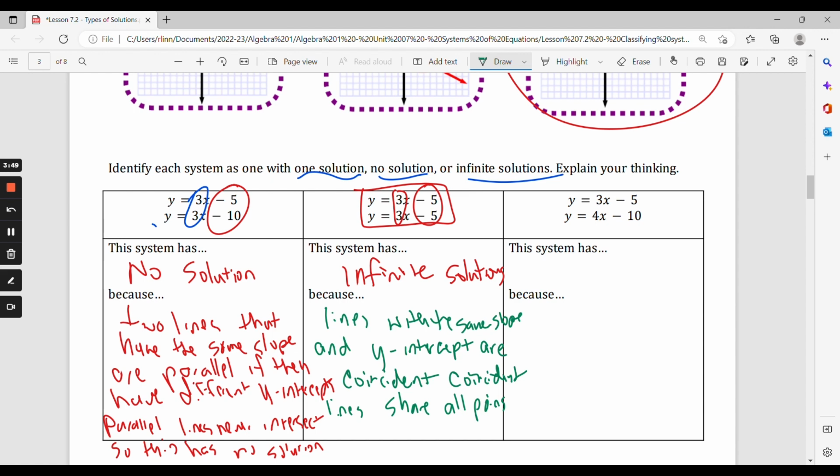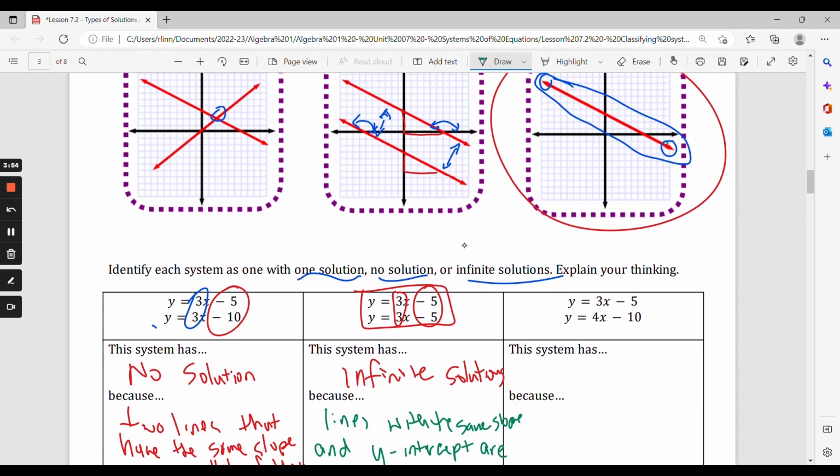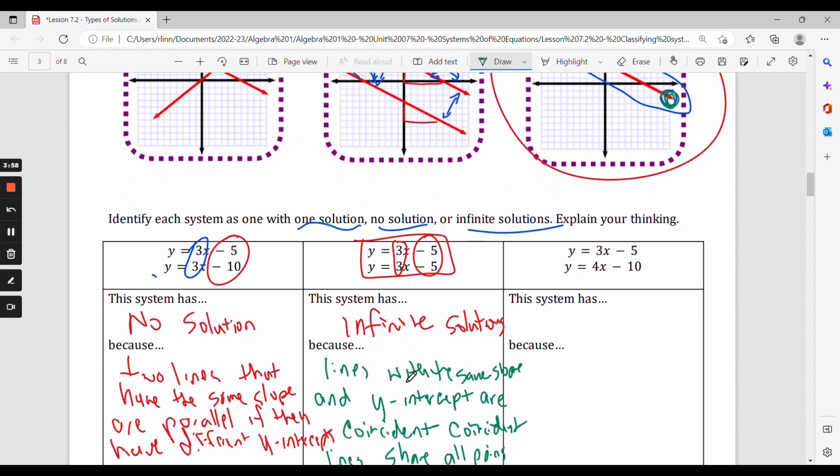So coincident means those lines are one on top of the other. Just like in our picture there, we've got two arrows that barely overlap. So these are coincident lines that have an infinite number of solutions.